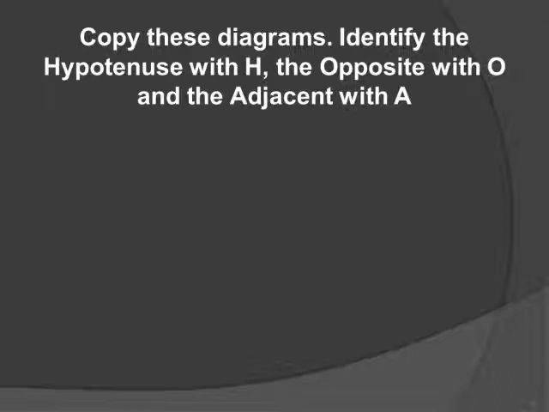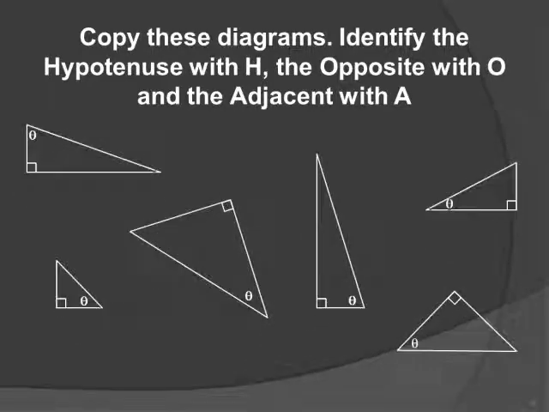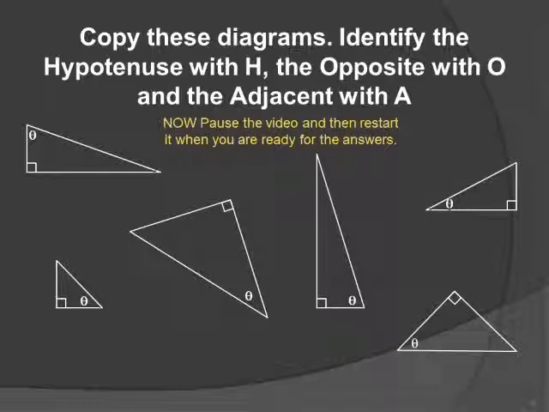Now, copy these diagrams, identify the hypotenuse with an H, the opposite with an O, and the adjacent with an A. So here are the triangles. What I'd like you to do now is pause the video and then restart it when you're ready to give the answers.